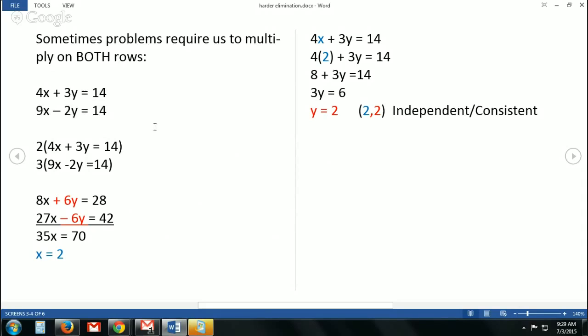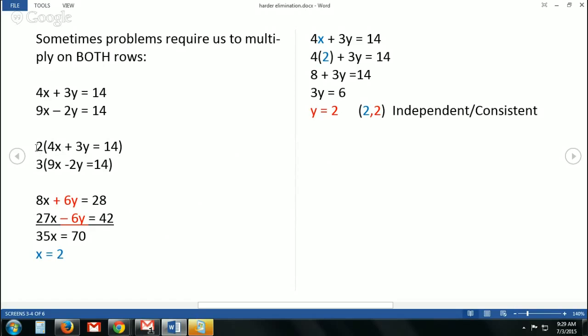That may not always be the most efficient way to go, but it will help us always to create our opposites. So let's take the 2 that is here and multiply the top row by it. Let's take the 3 that is there and multiply the bottom row by it. And remember, everything across the row needs to get multiplied.